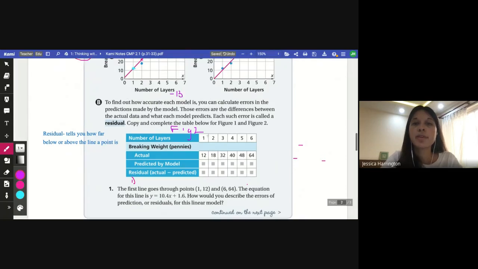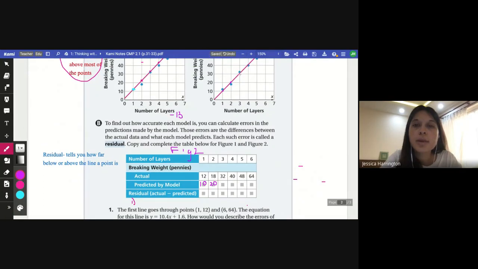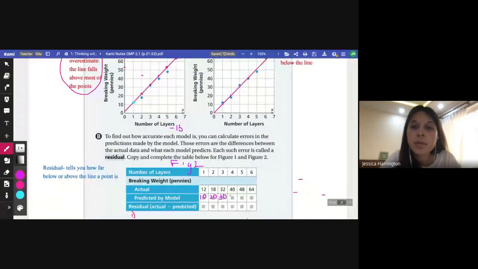Okay, so figure 2, we have to do the same thing. Let's come and look. Actual was 12. Predicted by the model is slightly below. I would say it's right on 10. So I'm going to put a 10 there. At 2, the line predicts it's right here, slightly above. I'm going to just say it's 20. At 3, oh, this is looking nice and easy. At 3, it's slightly below at 30. At 4, it's a little bit above, maybe like 41. Is it 41? Yeah, I'll put 41. It's a little bit above 40, right?